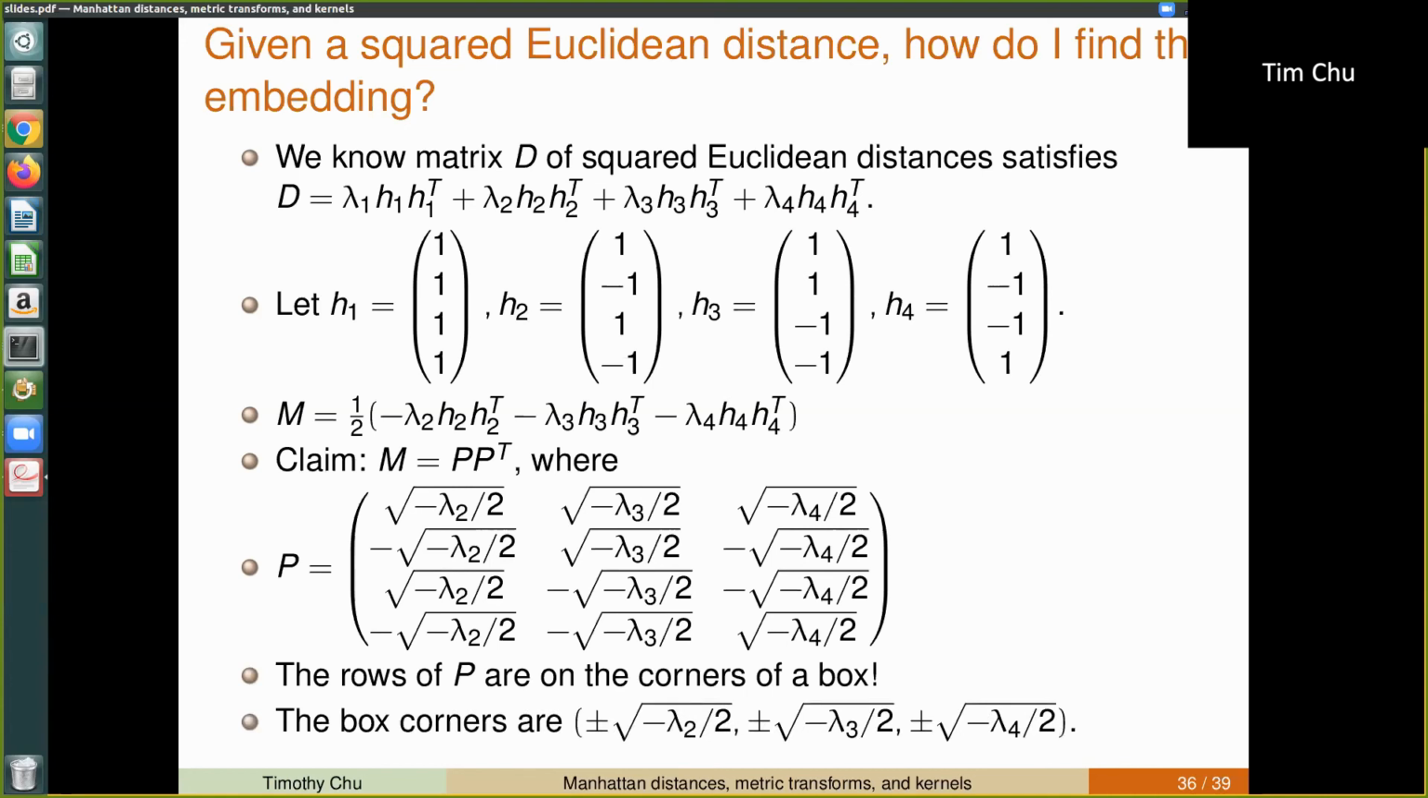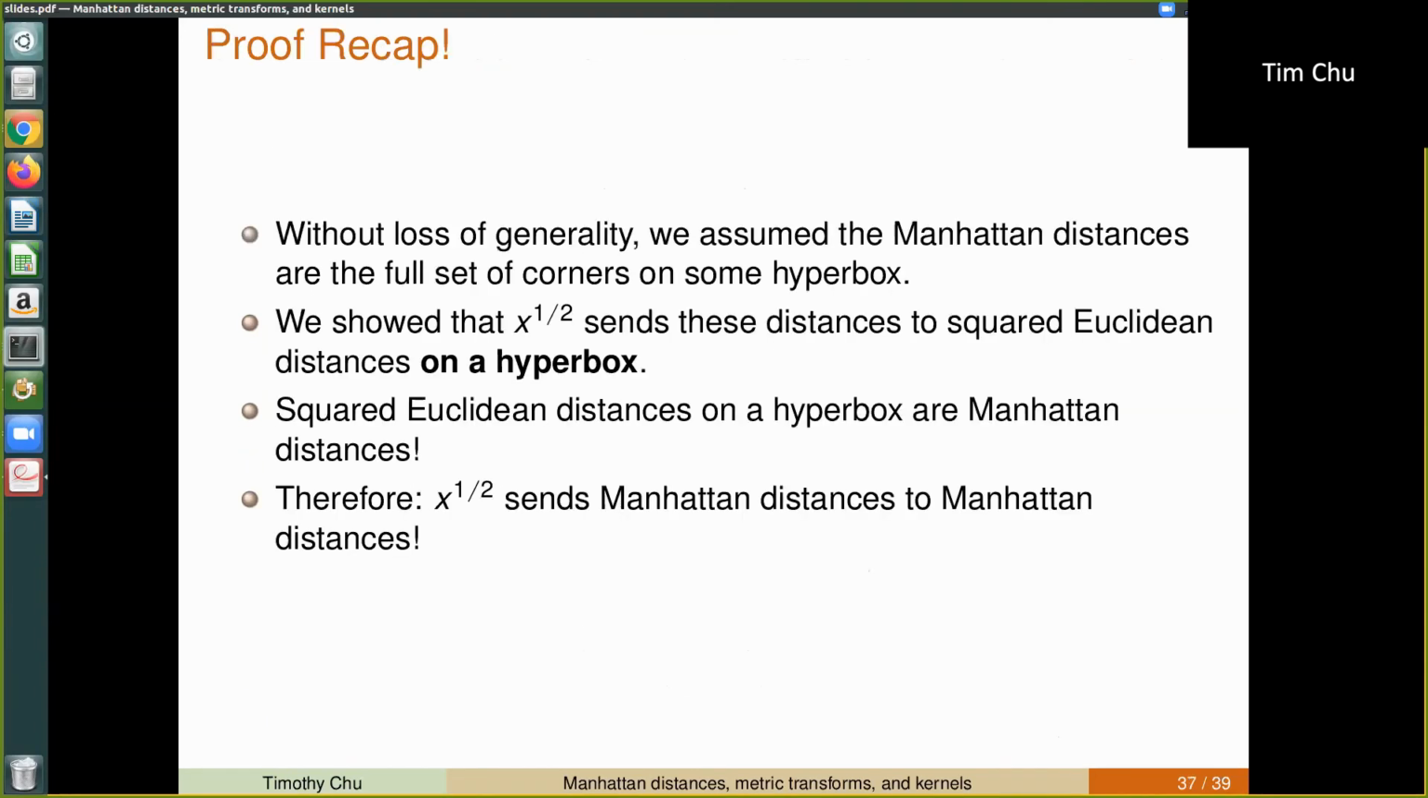Now, don't worry too much if you didn't understand this last portion. Just know that at a high level, our matrix was so structured that when you compute the embedding of points realizing those distances as a squared Euclidean distance, you get something that looks actually quite nice in terms of the eigenvalues of your matrix. So again, let's just go through a proof recap. I know that last part was a little bit fast. Without loss of generality, we assume that the Manhattan distances come from the full set of corners on some hyperbox.